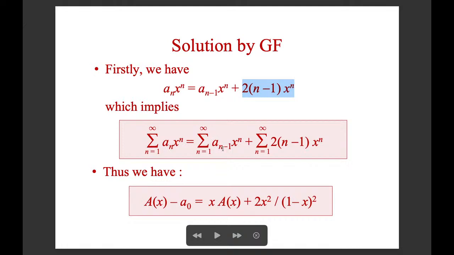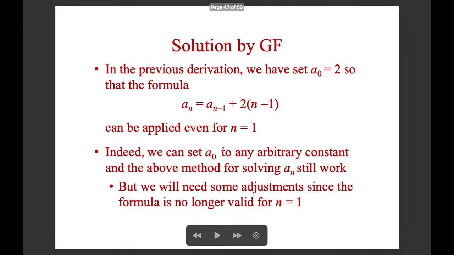Because it requires us to use a_0. Is that okay? So in that sense, we can have a simplification when we are using this method. But in fact, a_0 is not part of the description of this original problem. We can actually set a_0 to any arbitrary constant.